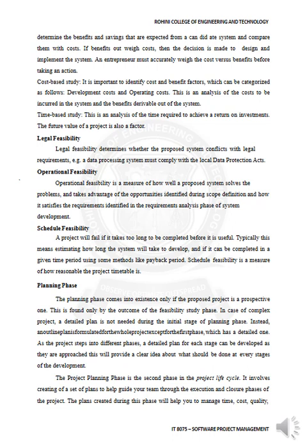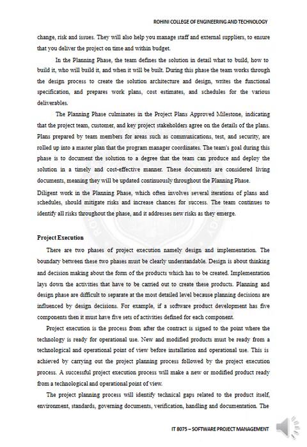Planning phase comes into existence only if the project is a prospective one. This is found only after the feasibility study is made. So the project steps into different phases. A detailed plan for every stage is needed. The project planning phase is the second phase of the software project life cycle. It involves creating a set of plans to help guide your team through the execution and closure phases of the project. The plans created during this phase will help you to manage time, cost, quality, change, risk and issues.